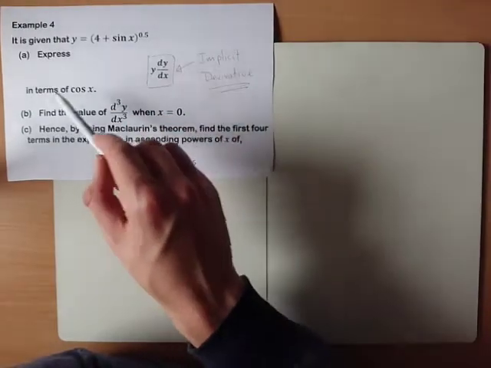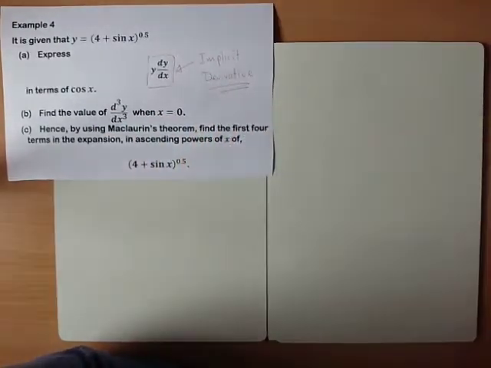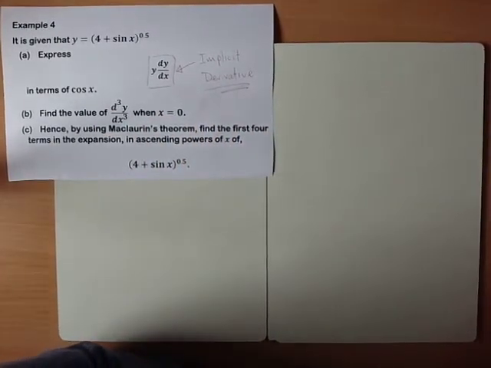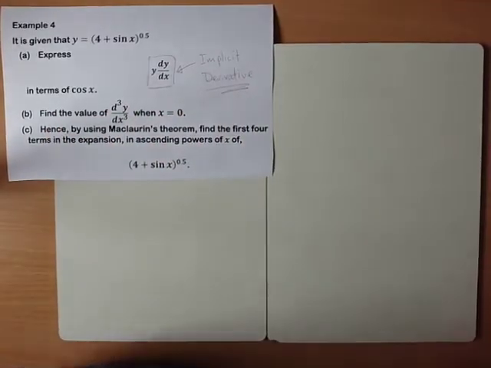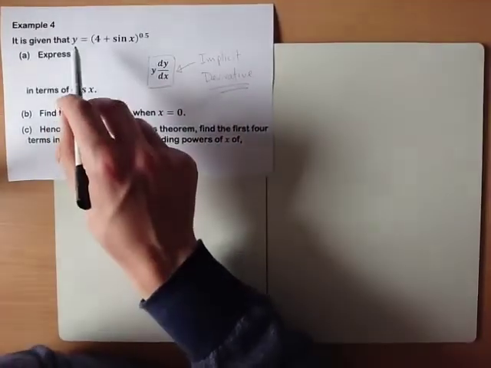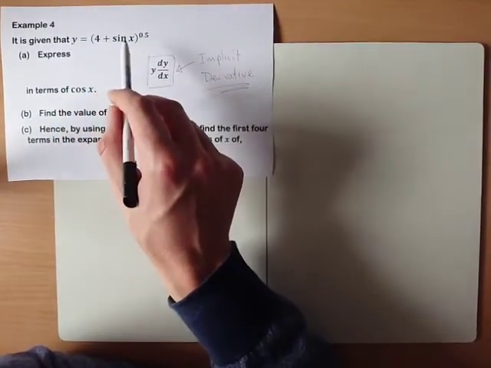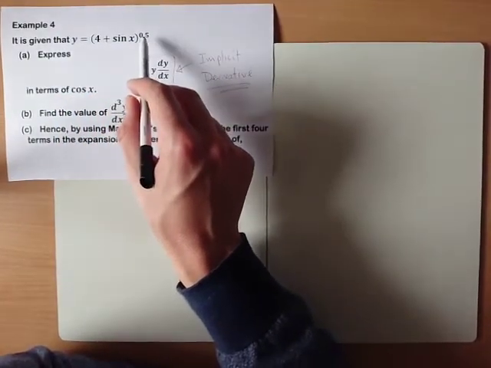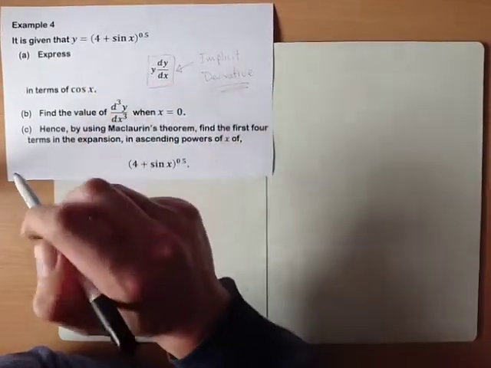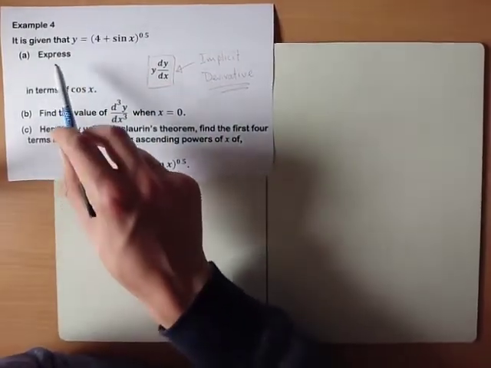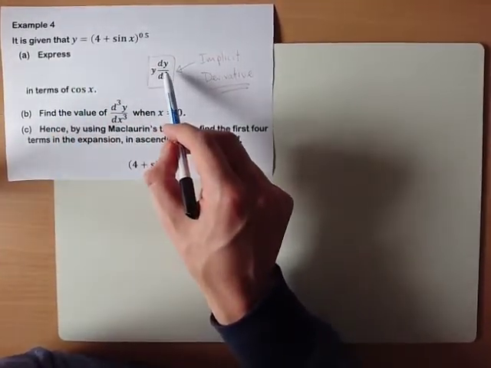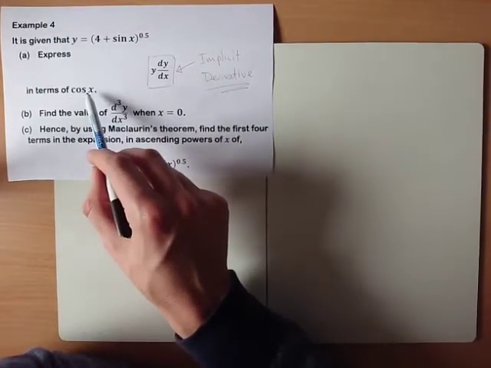If they're writing the derivatives in terms of y and x, it's probably a lot easier if you approach this question using implicit differentiation. You'll see why when we start. So we've got y is equal to (4 plus sine x) all to the power of 0.5, so the square root of 4 plus sine x. And it says express y dy by dx in terms of cos x.